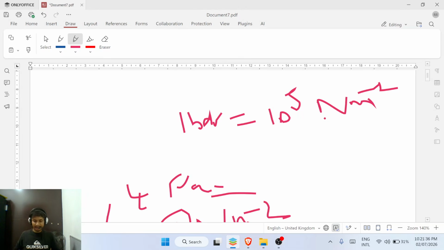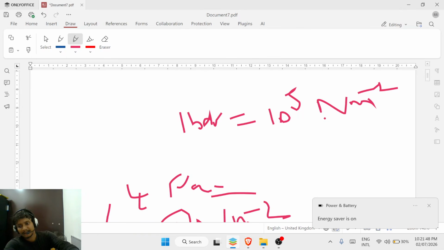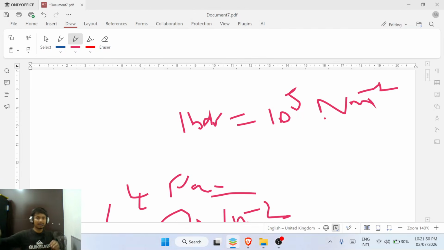Sir said they will open the lab report Dropbox after the GATE exam, about 20th July like that. The due date of the Dropbox will be 20th July 2026. That's the main thing.